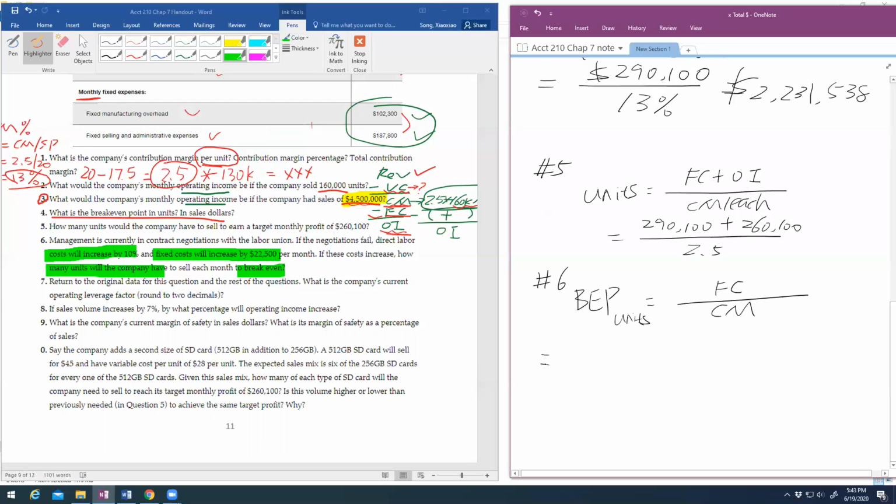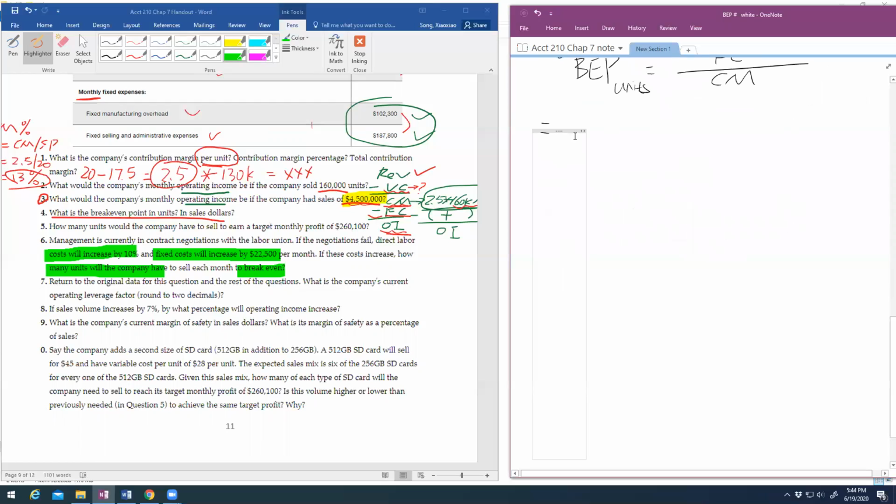And how do we get this one? What will happen if blah blah blah? Very familiar sensitivity analysis. So how do we do this? How do we do this? We said, how do we do this? Okay.